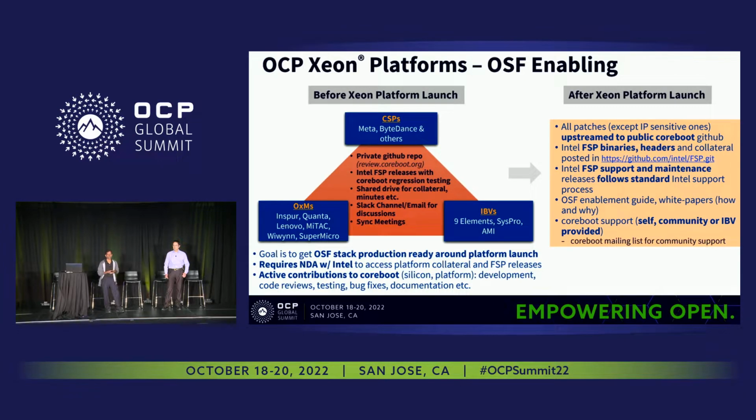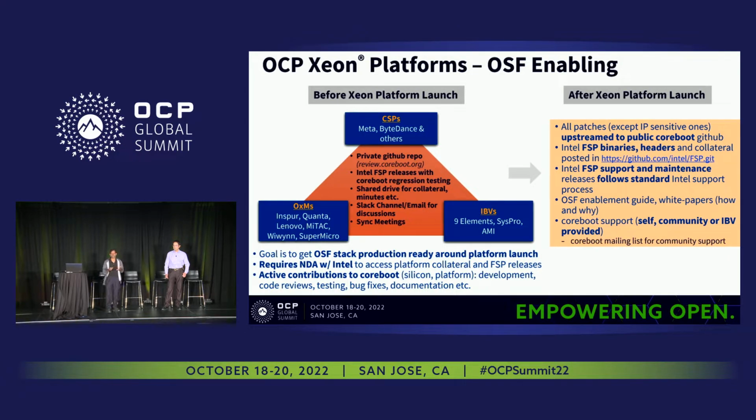After the platform launch, obviously whatever we work on needs to be upstreamed. There is an element of platform code, silicon code that gets upstreamed. Intel Firmware Support Package binaries get released as well with some collateral around it. So that is also available for broad market consumption. And then obviously if there are bugs or issues or some support things on the Firmware Support Package, you have to go through the Intel standard support process.